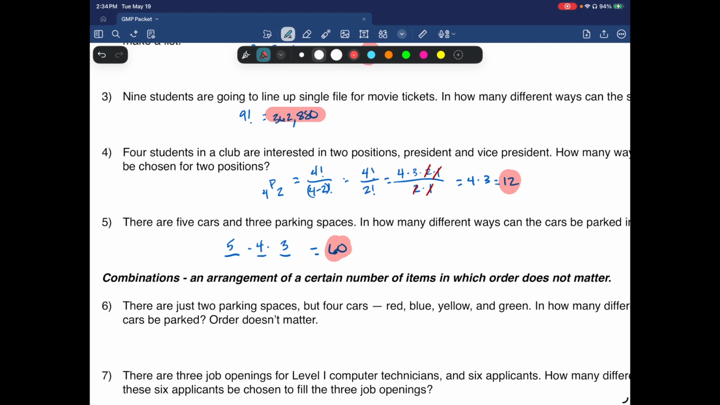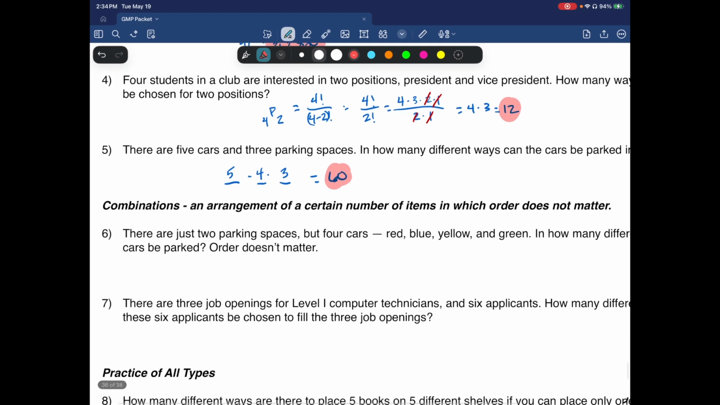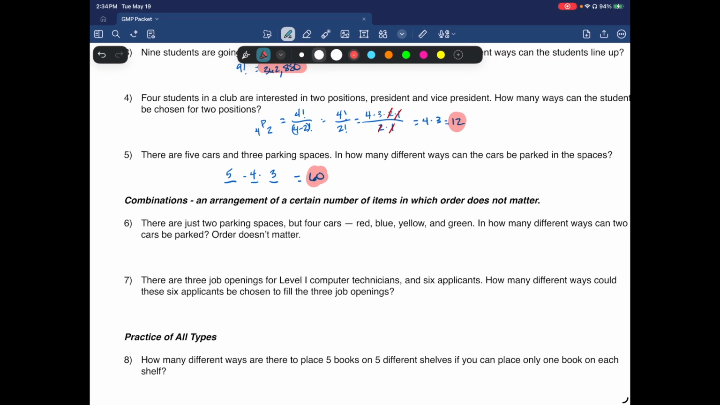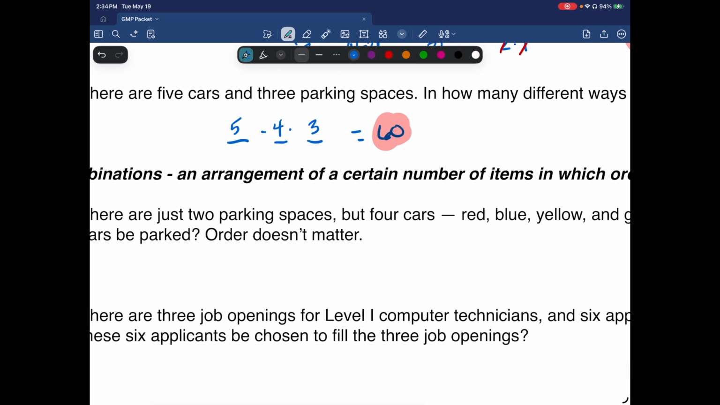All right, combinations. An arrangement of a certain number of items in which order does not matter. Okay, so there are just 2 parking spaces, but 4 cars: red, blue, yellow, and green. How many different ways can 2 cars be parked? Order doesn't matter. So this would be using the formula 4 choose 2. What this does is it gets rid of any overlaps. On that first problem with Alex, Bonnie, and Charles, we could have said ABC. We could have also said CBA or something like that. Order doesn't matter, so these two would be the same.